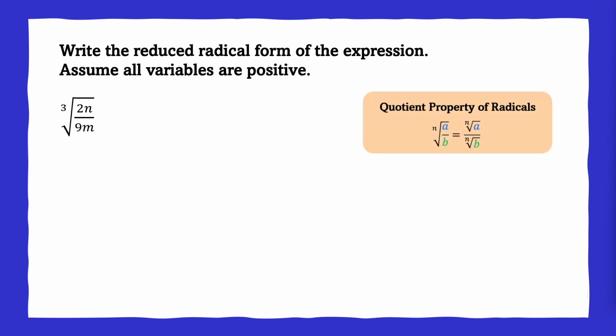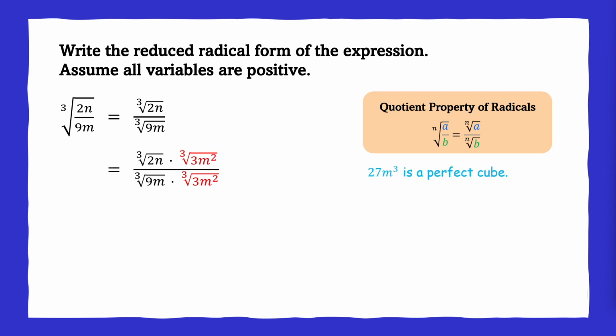Using the quotient property of radicals, we can separate the numerator and the denominator. To rationalize the denominator, think about multiplying by a value that makes the denominator a perfect cube. 27m cubed is a perfect cube, so we can multiply both the top and bottom by the cube root of 3m squared, which ensures that the bottom results in 27m cubed. Multiplying the top, we get the cube root of 6nm squared. Taking the cube root of 27m cubed on the bottom gives us 3m. Since the top radicand doesn't contain any perfect cubes, this is the simplest form of the expression.